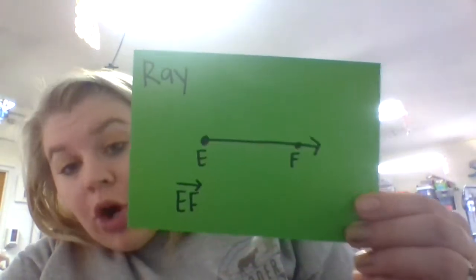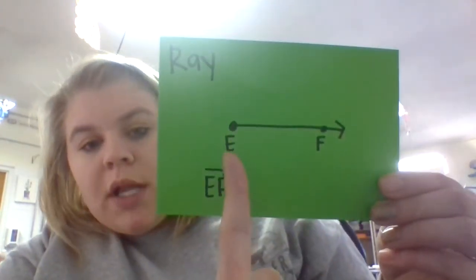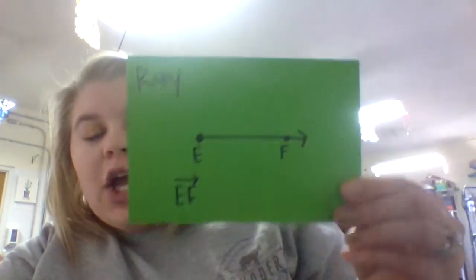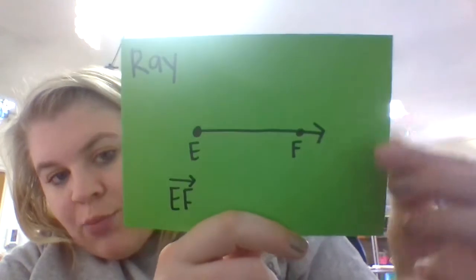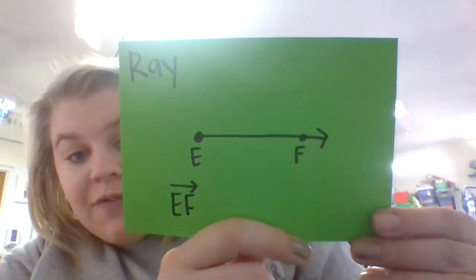A ray is a part of a line. It has one clearly defined endpoint, and it goes on forever in the other direction. So you'll notice we have one defined endpoint, and we have one arrow saying it goes on forever.